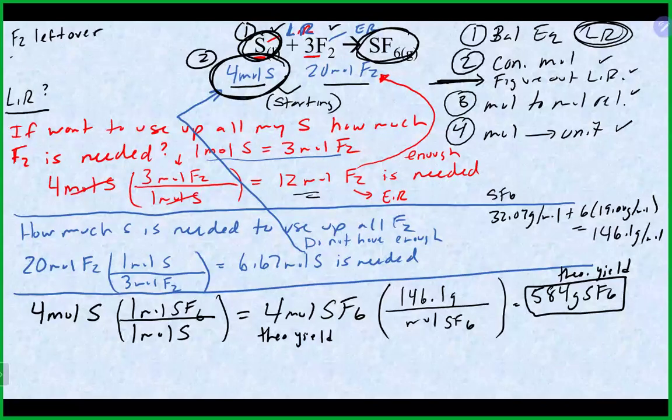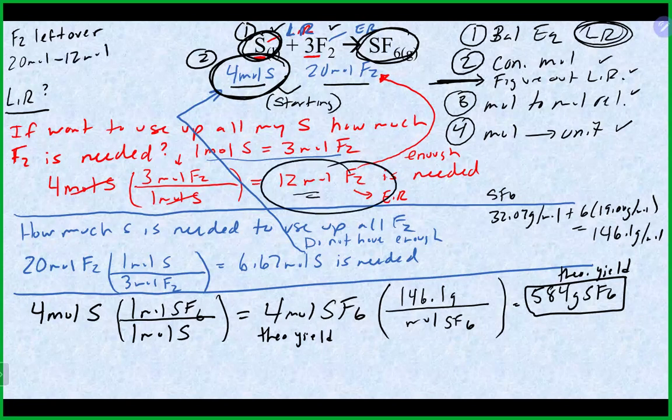So we could figure out pretty quickly how much of the F2 is left over. We started with 20 moles of it in the problem. We needed 12 moles of it to use up our limiting reagent. And that would tell us that we have 8 moles of F2 left over at this point, which, if you wanted to convert that to grams, you could use the molar mass of F2 and convert it to grams as well. So by doing that first calculation for the limiting reagent, we can very easily and quickly determine which one is the limiting and how much of the excess is left over.